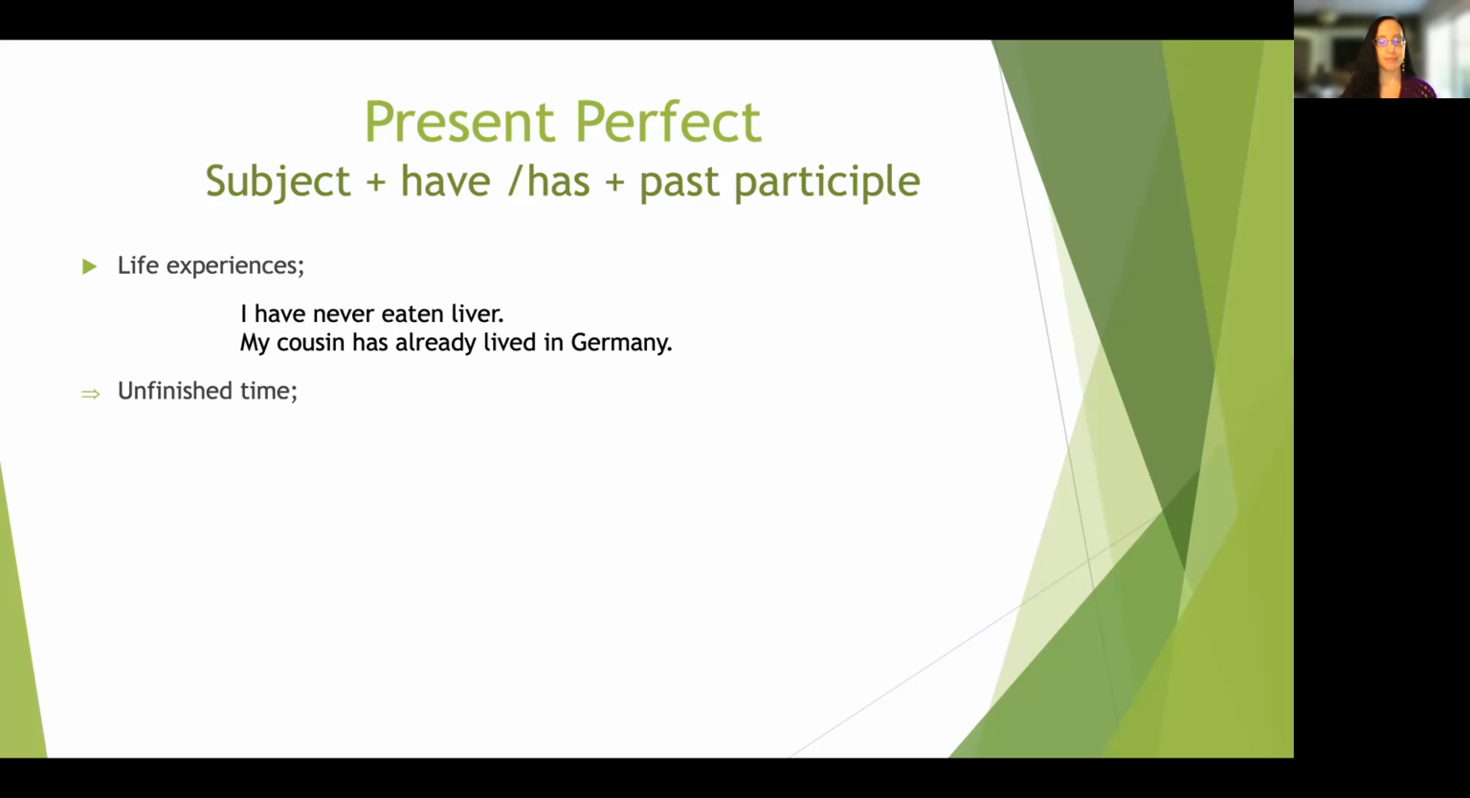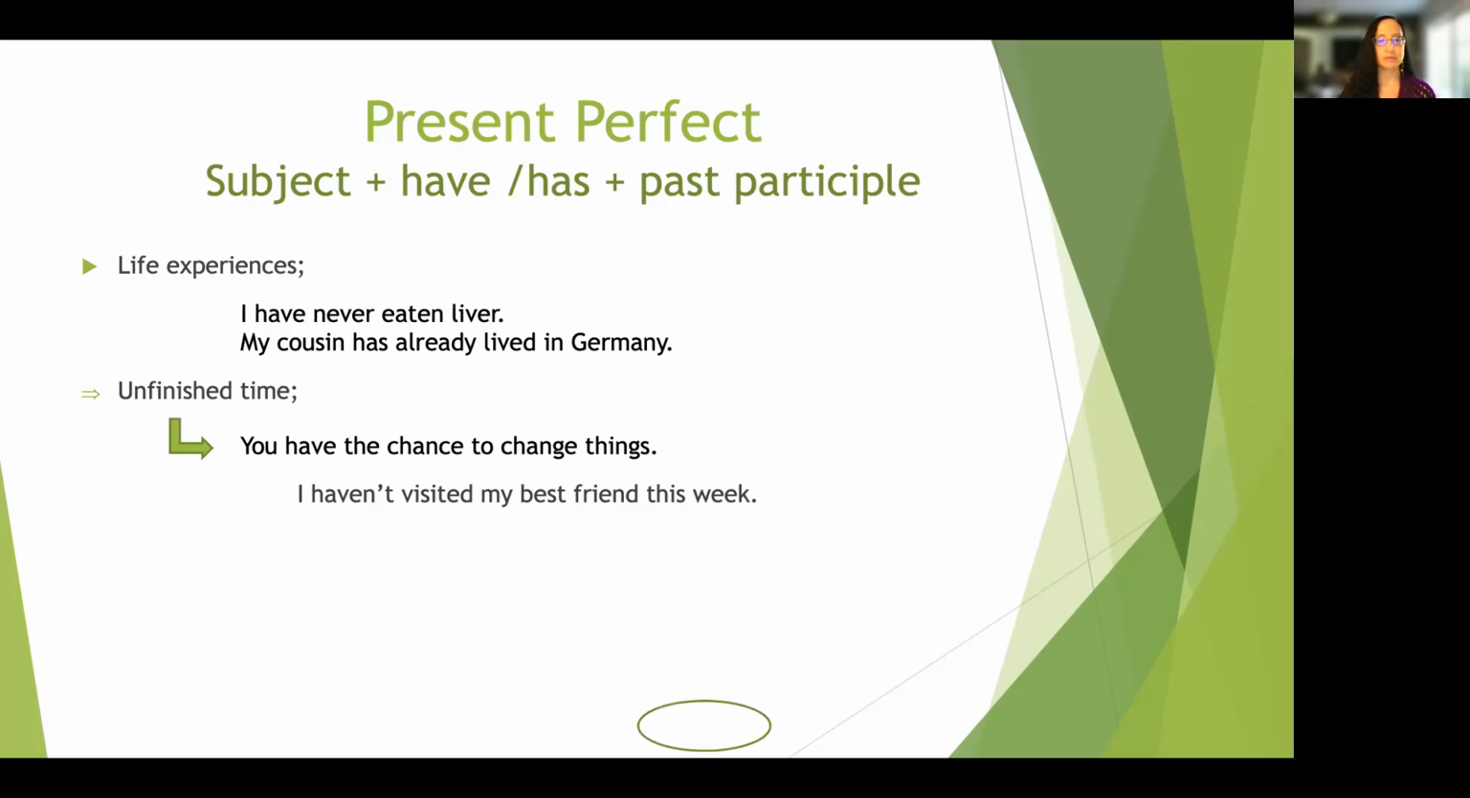Unfinished time. Unfinished time, you have the chance to change things. For example, I haven't visited my best friend this week. So that means I haven't had a chance to visit my best friend. You say this week, that means you haven't had a chance this week to visit your best friend. You can also replace it with this month, this year, this morning, today, and so on.